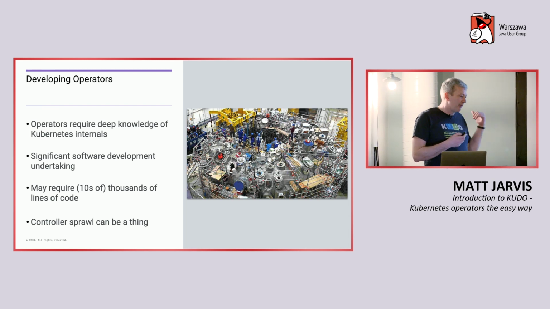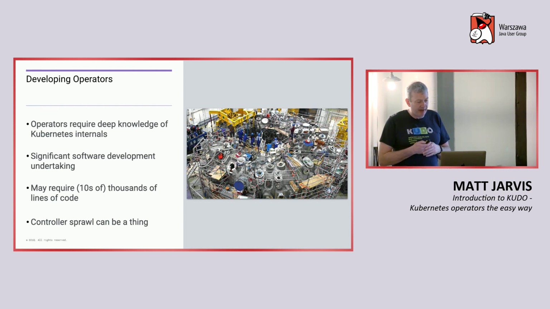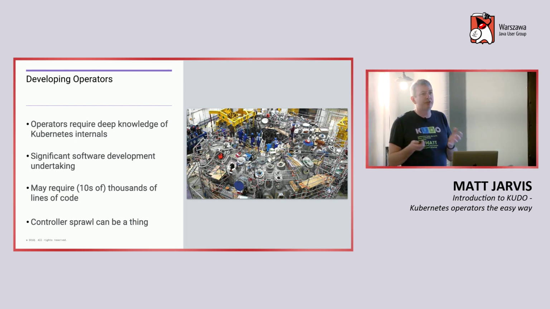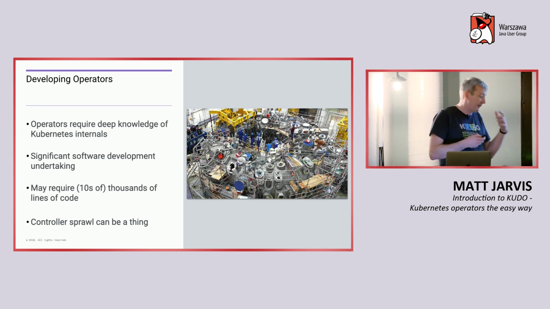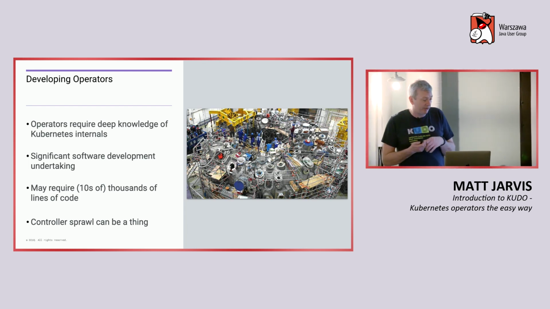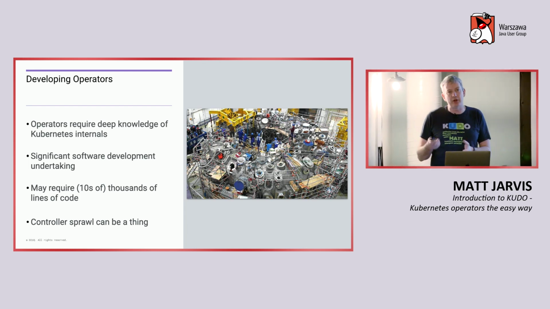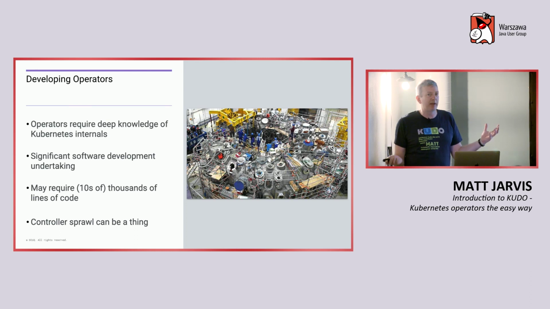As an example, one of the major NoSQL vendors has an operator. It's probably one of the most feature-rich ones out there these days. But it's over 50,000 lines of code, and it took over one man-year to write. And even something like the etcd operator is over 9,000 lines of code, and etcd is a fairly simple application in terms of how you manage it.